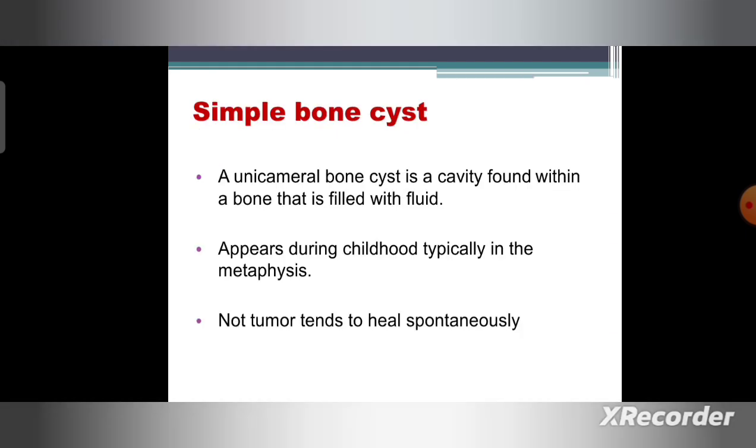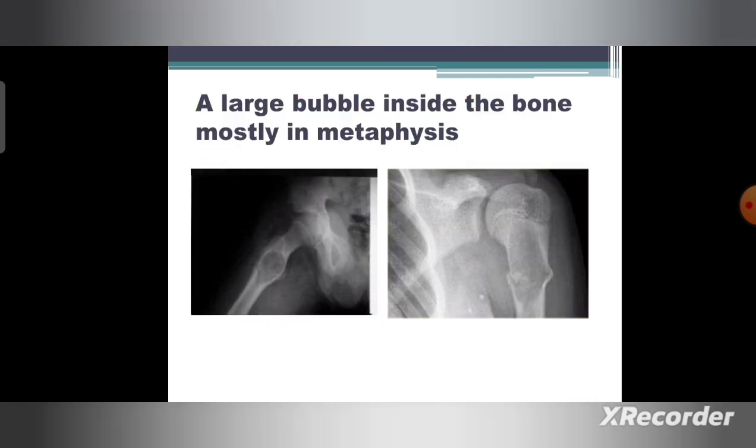Next is simple bone cyst. It is a unicameral bone cyst, a cavity found within a bone that is filled with fluid. It appears during childhood, typically in the metaphysis, and as a non-tumor it tends to heal spontaneously. It is a form of a large bubble inside the bone, mostly in the metaphysis. It is shown in the femur bone.